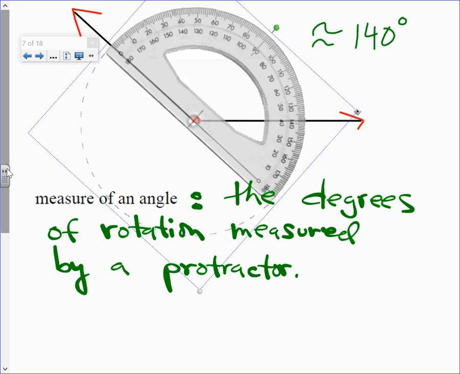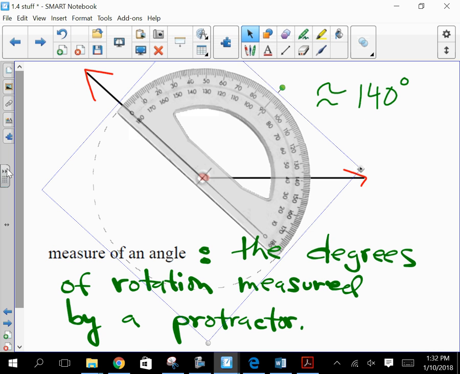Now, have those notes out. What's the next word there? Acute angle. The video is going to define it. So have your pen ready. Let's play the video.